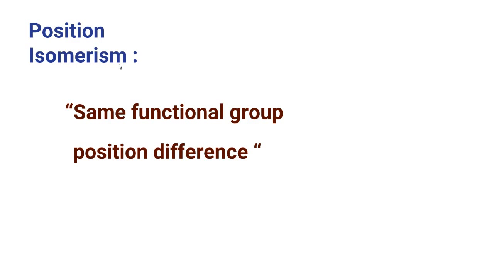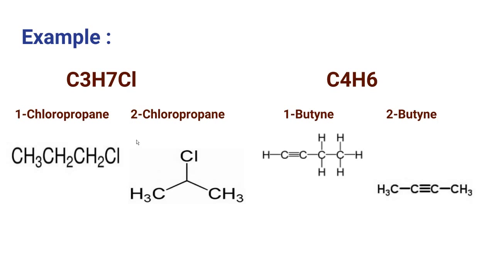Now the position isomerism. This type of isomerism arises due to the difference in the position of the same functional group on the carbon chain. For example, this is C3H7Cl. Here the functional group is chloro: 1-chloropropane and 2-chloropropane. The chloro group is attached to the first carbon here, and to the second carbon here. So this is 1-chloropropane and this is 2-chloropropane, and they both are position isomers of each other.